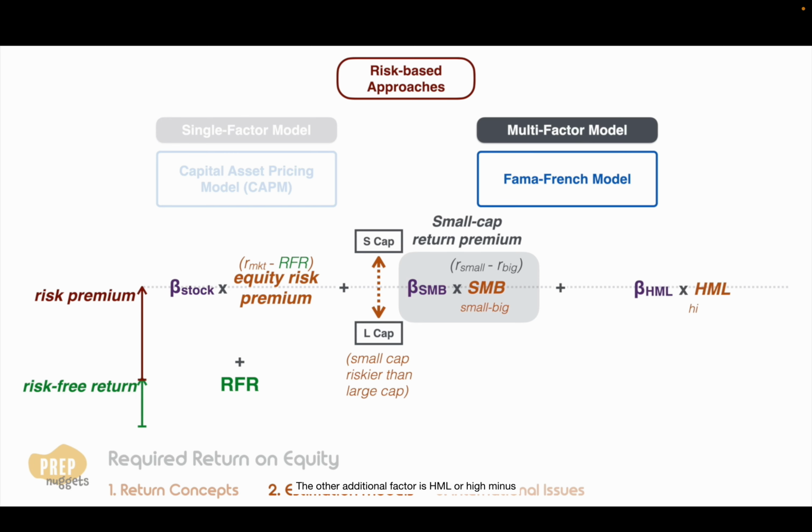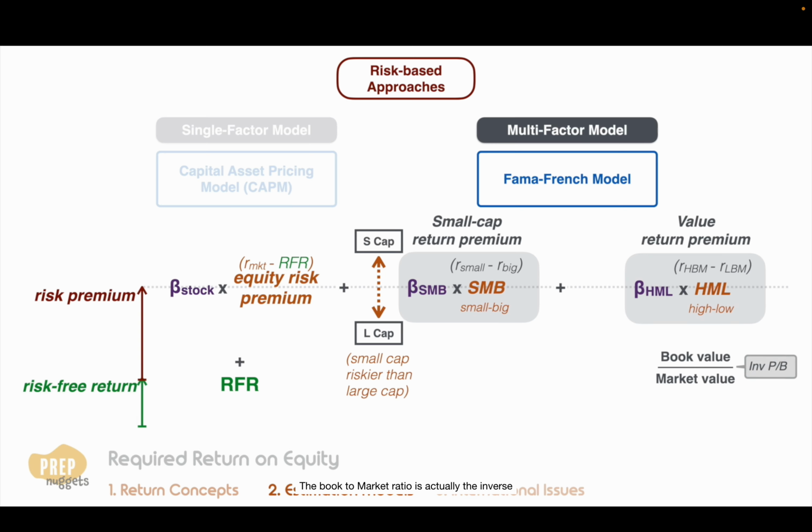The other additional factor is HML, or high minus low factor, calculated as the average return on high book-to-market portfolios minus the average return on low book-to-market portfolios. This factor is to adjust for the value return premium. The book-to-market ratio is actually the inverse of the price-to-book ratio, which you're more familiar with.